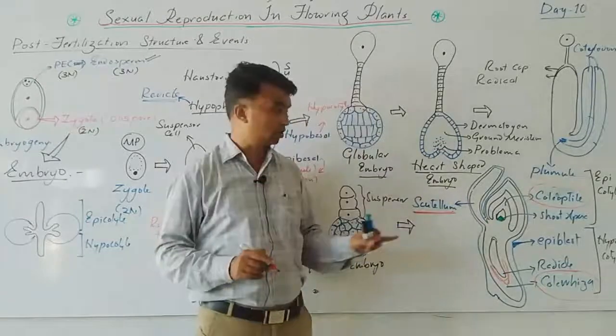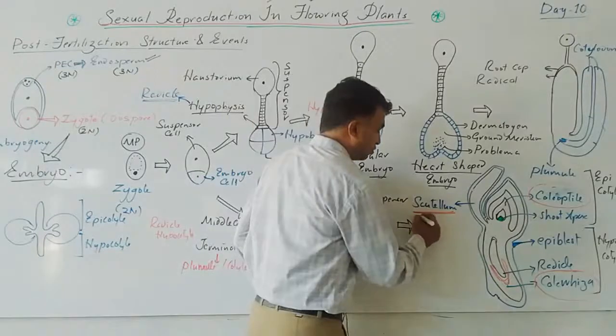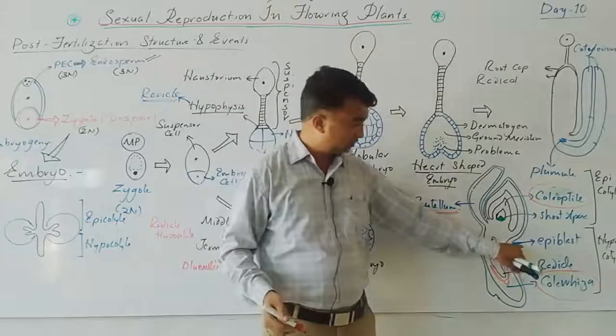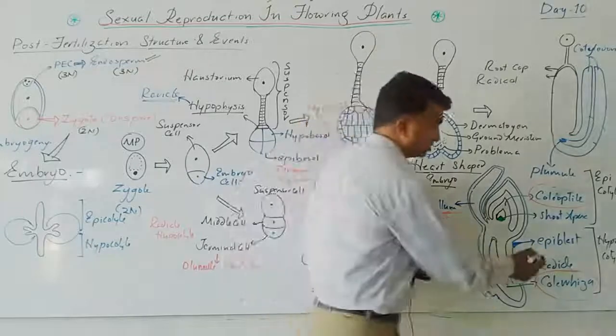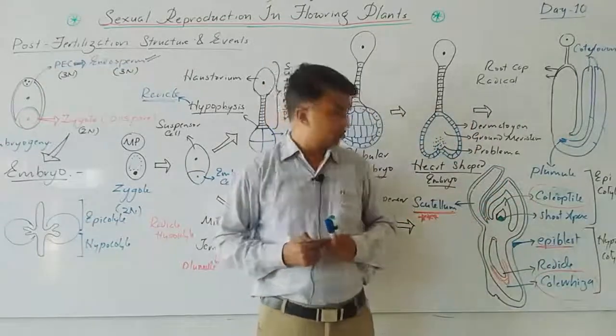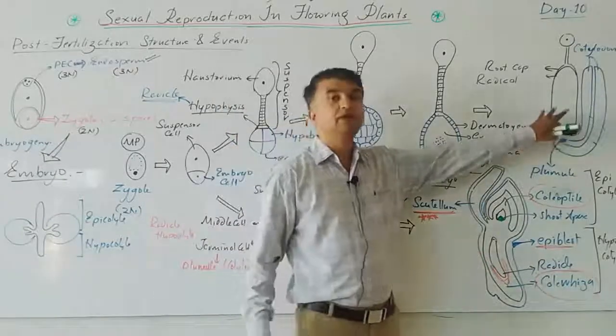The actual cotyledon is called the scutellum. Based on this, a question will come. The cotyledon in monocots is called the scutellum. One more cotyledon which is not elaborated is called the epiblast, which is present towards one lateral side. So this is about the monocot embryo, and this is about the dicot embryo.